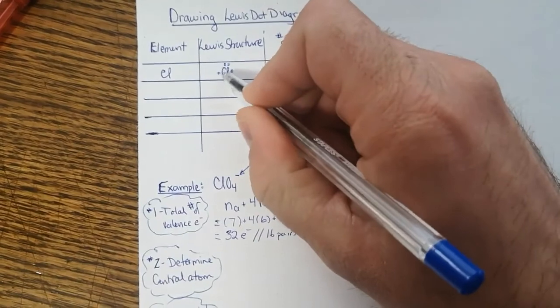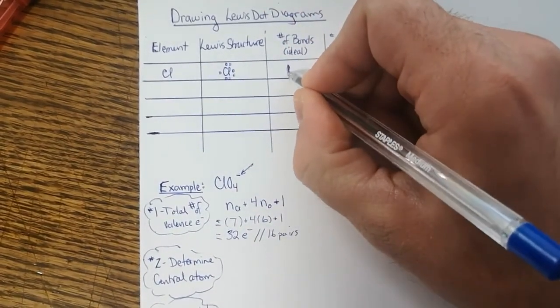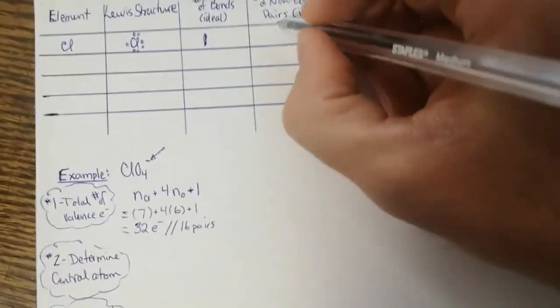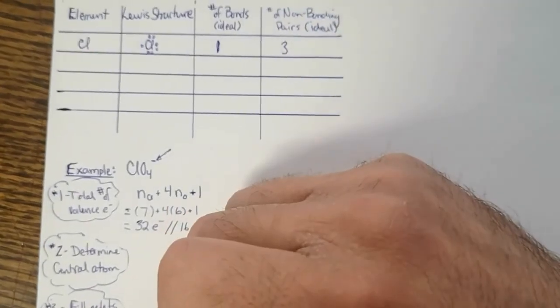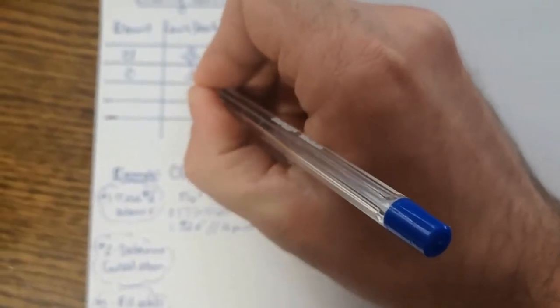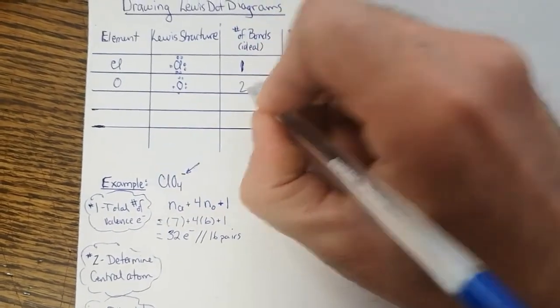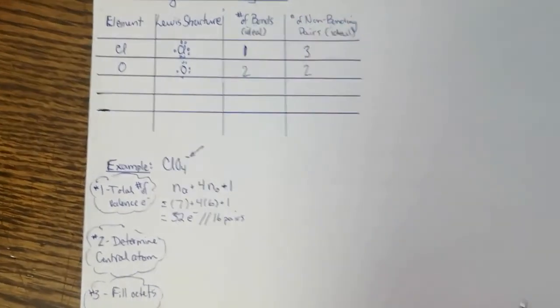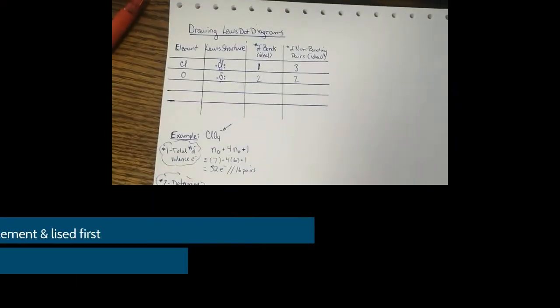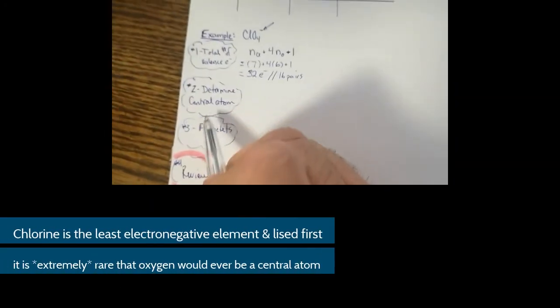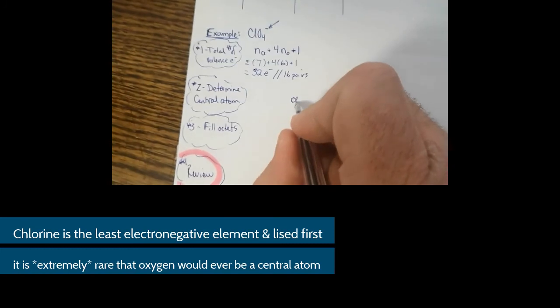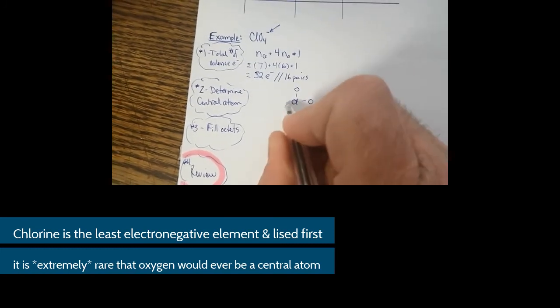We expect it to form 1 bond, because it has 1 lone electron, and we expect it to have 3 non-bonding pairs. Oxygen, we expect to have 6 valence electrons to form 2 bonds, because it has 2 single electrons, and have 2 non-bonding pairs. Once we've determined our central atom to be chlorine, we're going to attach each of our remaining oxygens to that chlorine atom.